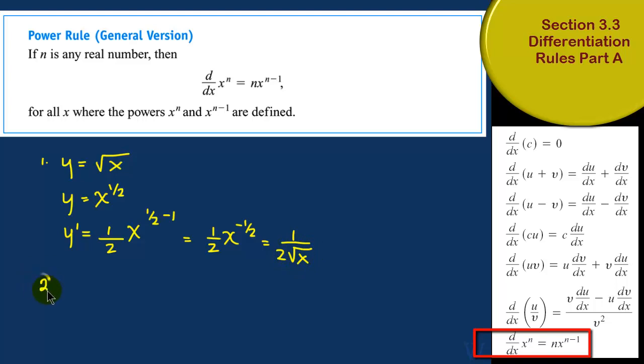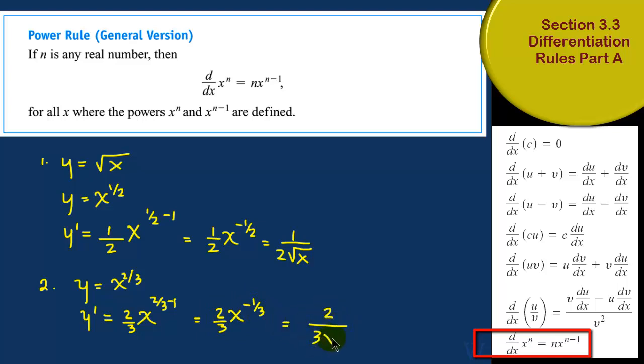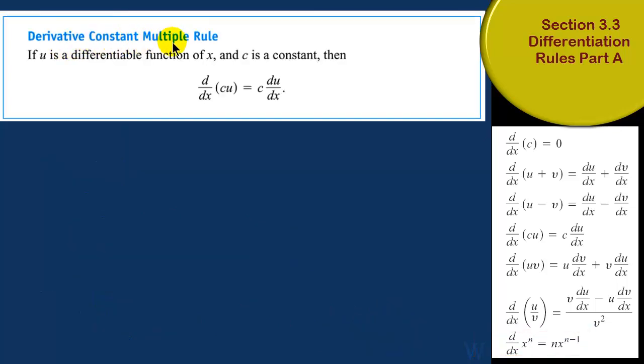So if we've got another function, say y is equal to x to the 2/3. By definition of the power rule, y prime will be 2/3 times x raised to the 2/3 minus 1, which is equal to 2/3 times x to the negative 1/3. So if I rewrite that, it'll be 2 over 3x to the 1/3, or 2 over 3 cube root of x.